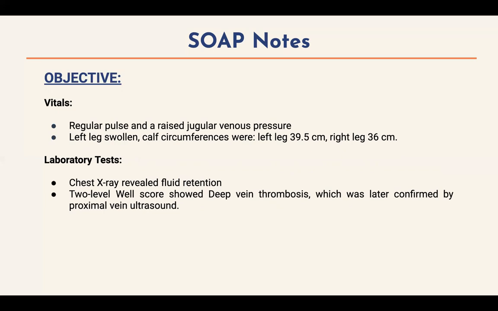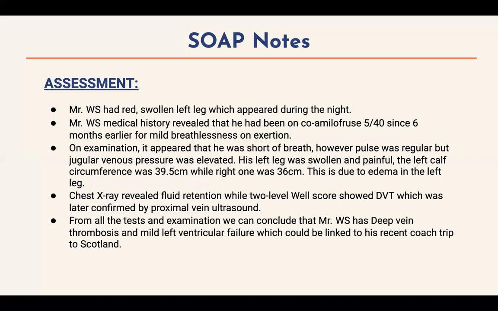The two-level Wells score is a test usually used to identify deep vein thrombosis. This test was done for Mr. W, which showed deep vein thrombosis, later confirmed by proximal vein ultrasound. In our assessment, Mr. W had a red swollen left leg, which appeared overnight.